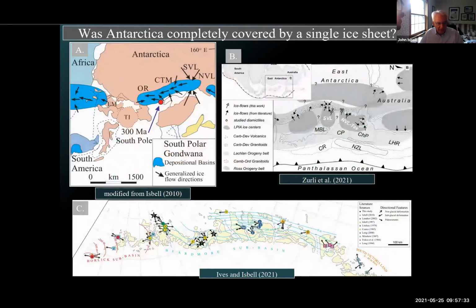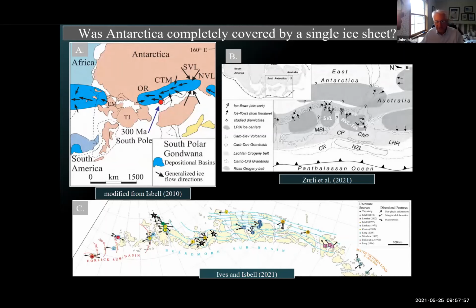Some recent work by Libby Ives is consistent with the understanding that I first proposed, that there was ice flowing into the basins from at least 2 ice sheets. And in her diagram shown on the bottom, there is ice coming in from the direction of Marie Byrd Land in the area that she studied.